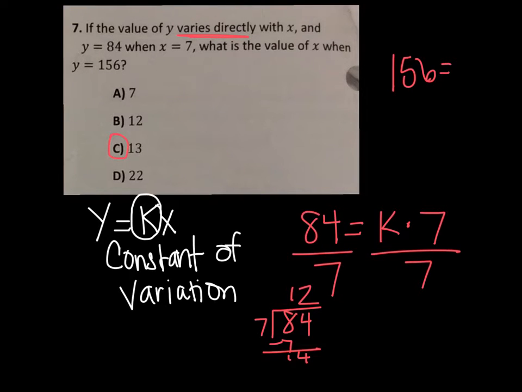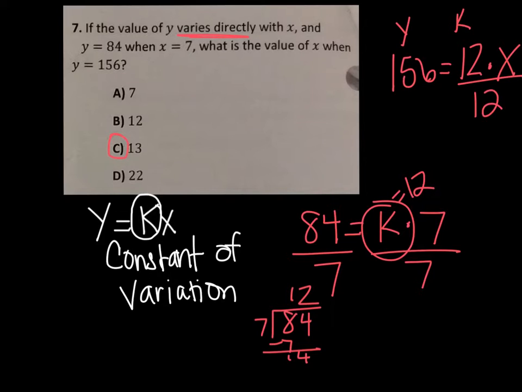Right, so when you divide 84 by 7, you get 12. So that means k equals 12. Then you can plug it into this equation. 156 is y equals k, which is 12, times, now you're looking for x. Divide by 12, x equals 13.